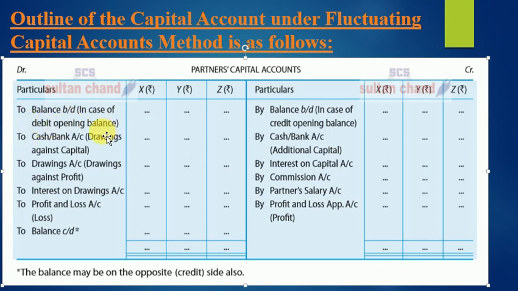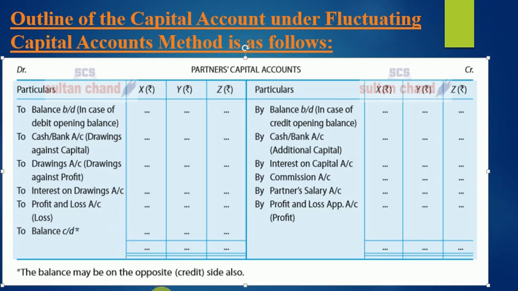Then any drawings made against capital, that means which was shown in the capital account under the previous method, drawings against capital. Then drawings against profit will also be part of your capital account under this method, interest on drawings account, and net divisible loss. And finally you will do the balancing, and credit more than debit will give you balance c/d as the closing capital of the partners individually. And this is what is partner's capital account under fluctuating capital account method.